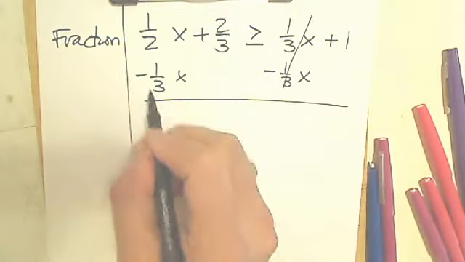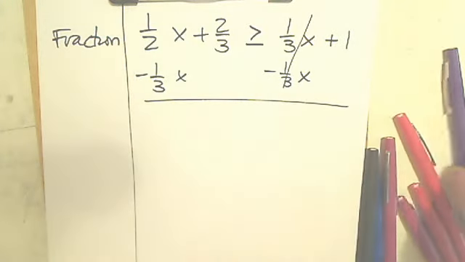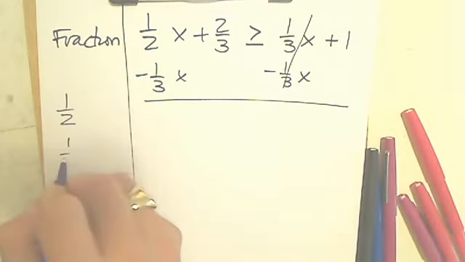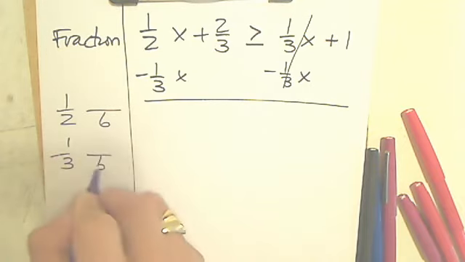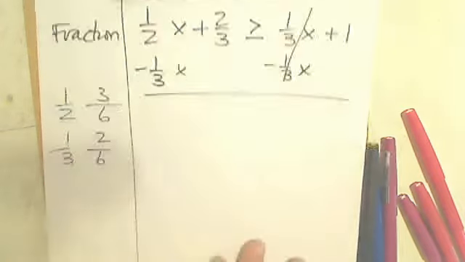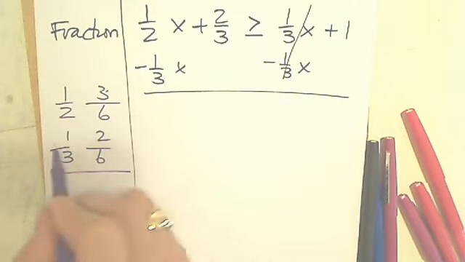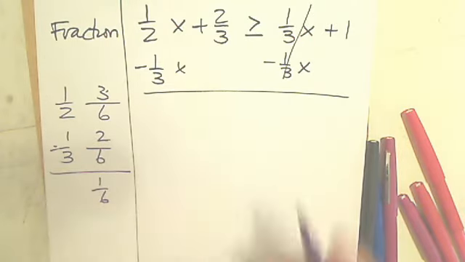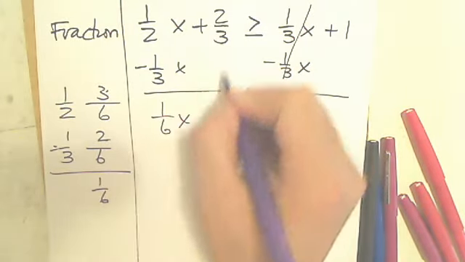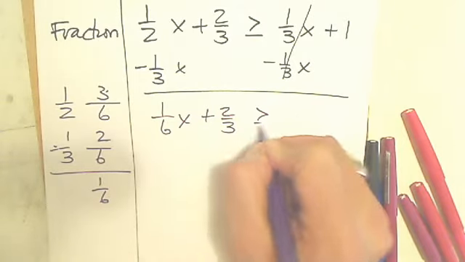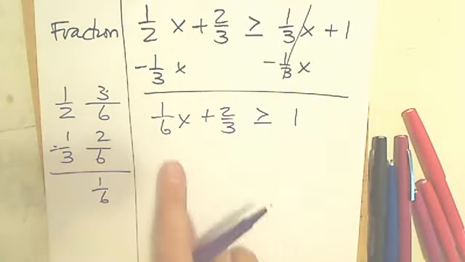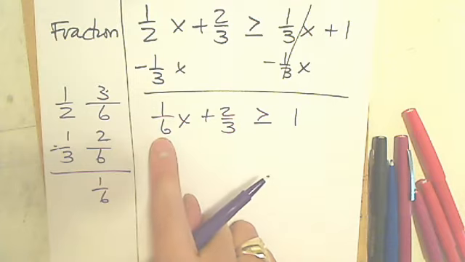So the common denominator of 2 and 3 is 6. I'm going to work it out here. 1/2, 1/3. That's 6 here. That'll be 3, and that'll be 2. 3 minus 2 is 1. So this is 1/6x plus 2/3 is greater than or equal to 1. Questions on how I got 1/6?